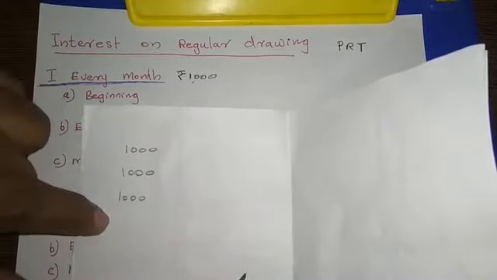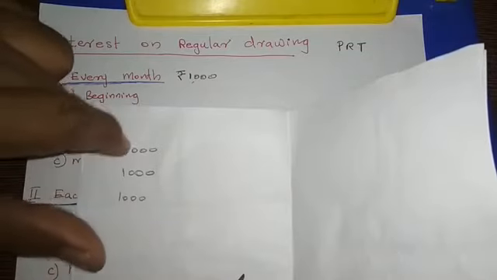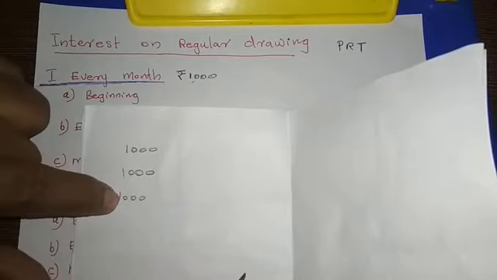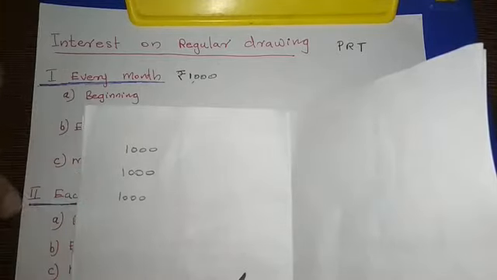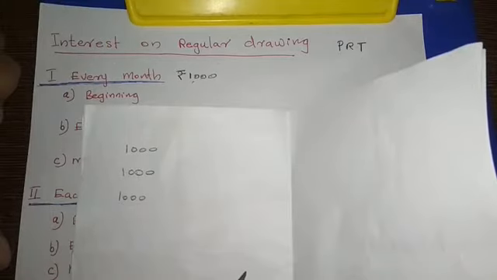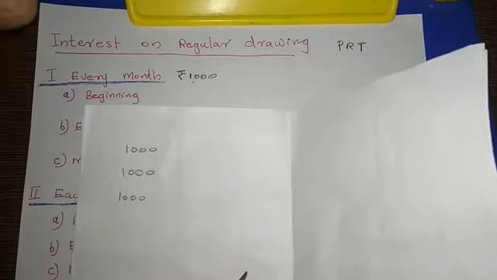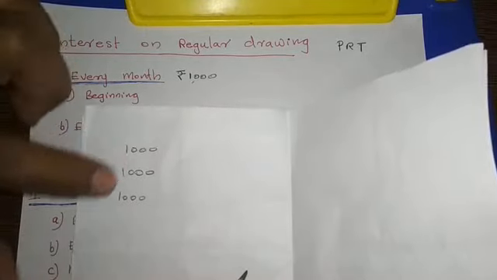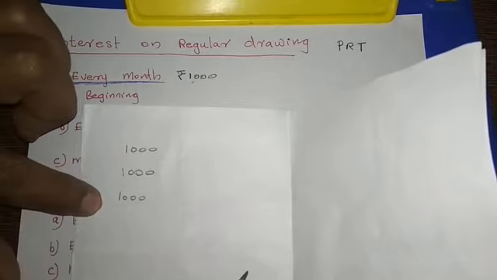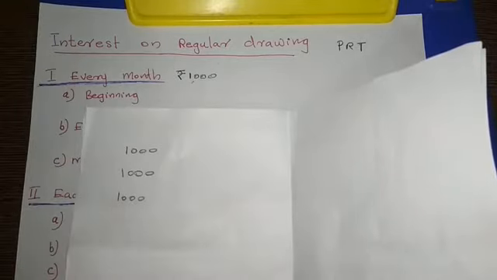It will take a lot of time. If you calculate all the amounts and their interest individually, it will take a lot of time, and the calculation will also be very tedious work. That is why one shortcut method is there. If a partner is making regular drawings, to find out that interest, one shortcut method is there. So we can take only one amount and find out the interest on drawings. I am going to teach that shortcut method.